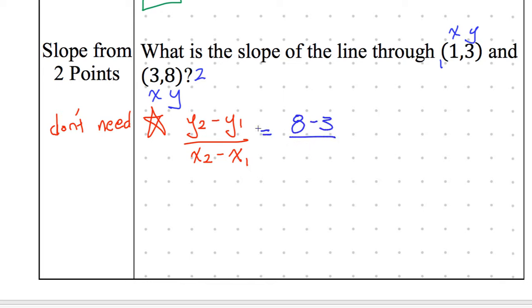And then my x and my x. Again, I have to choose the same point. If I chose 8 as my first point, I have to choose 3 as my first point down here. I have to choose the same point. So it's going to be 3 minus 1. Okay, and then I just have to simplify this. 8 minus 3 is 5. 3 minus 1 is 2. And there's my answer. My slope is 5/2.